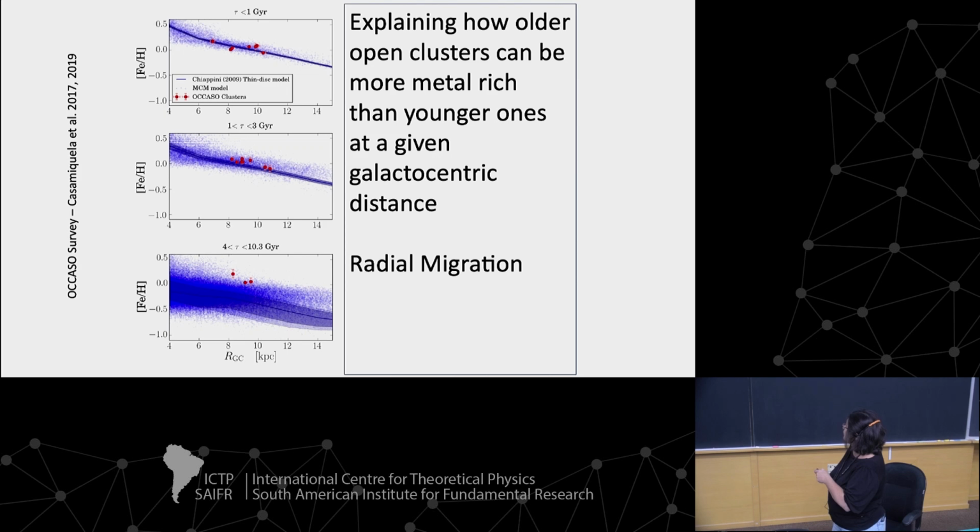And we can explain with radial migration a very intriguing result that people have been discussing. You see this cluster is at 8 kiloparsec. It's very metal-rich. This is an old cluster. It's more metal-rich than a younger cluster at the same position. How can you explain this? Because this cluster was formed here and migrated here. That's how we think we can explain this.